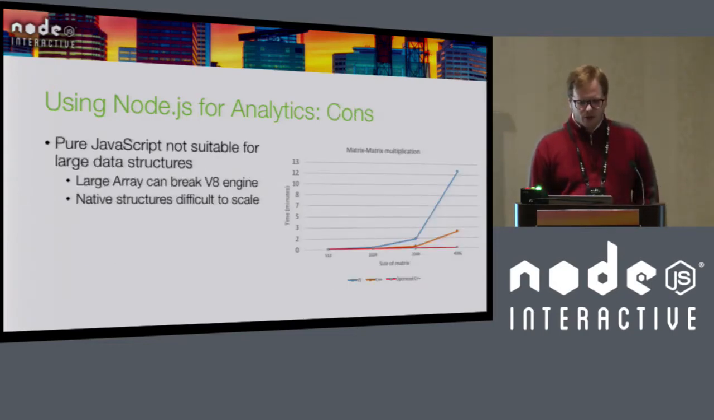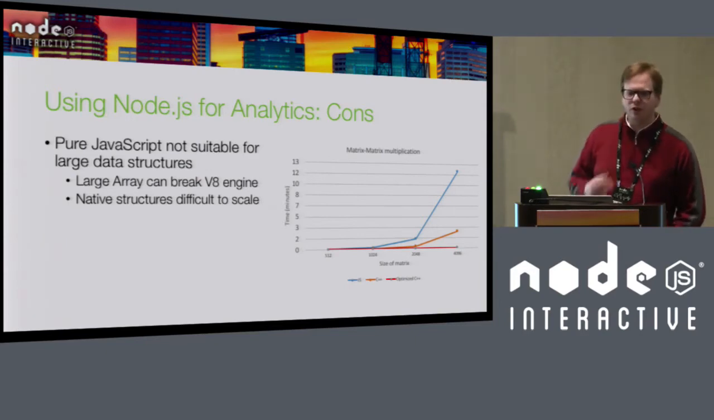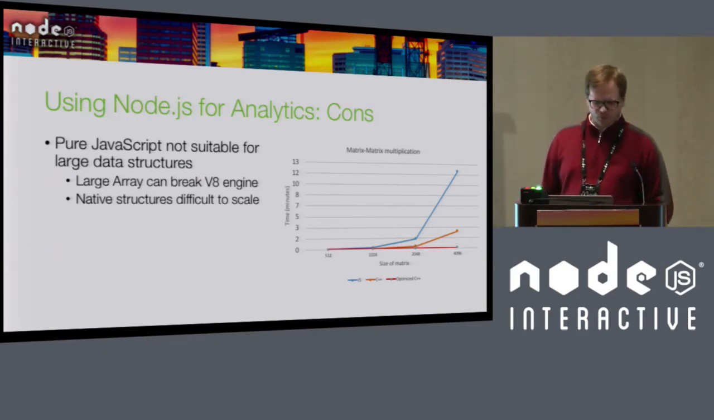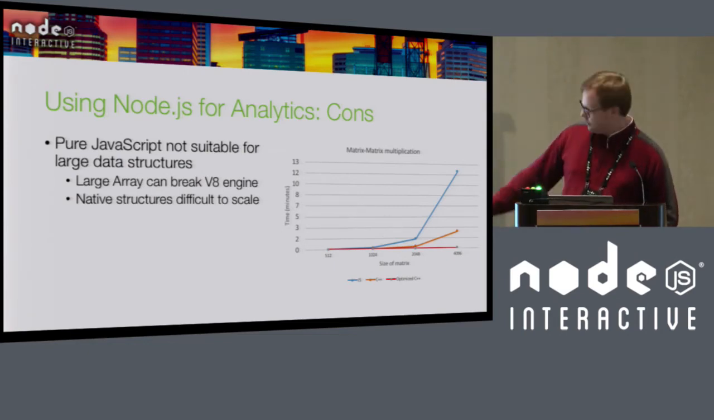Now, what are the cons of doing analytics in Node.js? For many of the more heavy numerical tasks, pure JavaScript is not so suitable. Here is one small example: doing matrix-to-matrix multiplication on several sizes of square matrices.